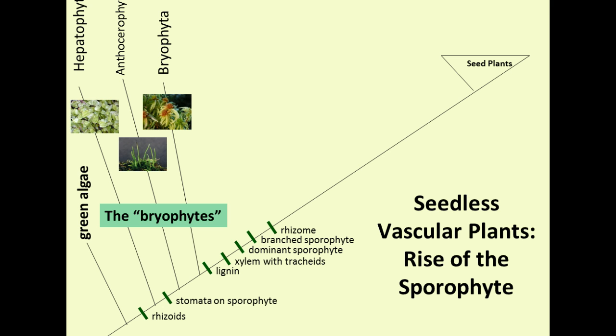But these guys that we're going to talk about from here on out, they actually have what's considered to be a true vascular system, and they have tracheids within their xylem. So here's our first group, the Lycopodiopida, with Lycopodium and Selaginella.